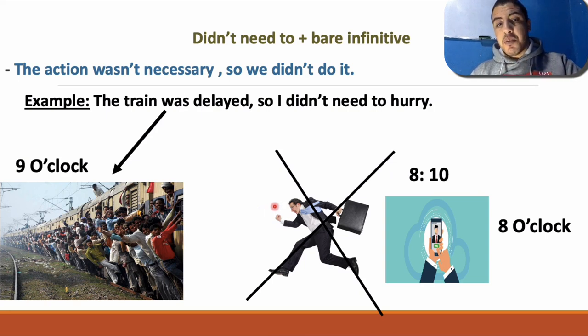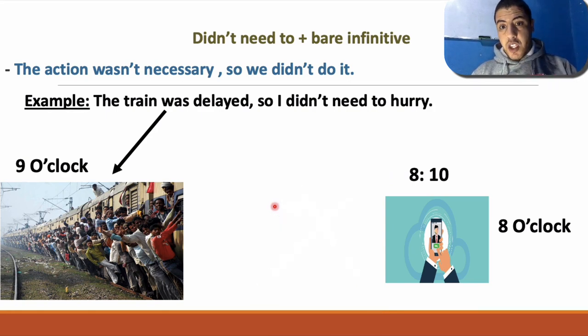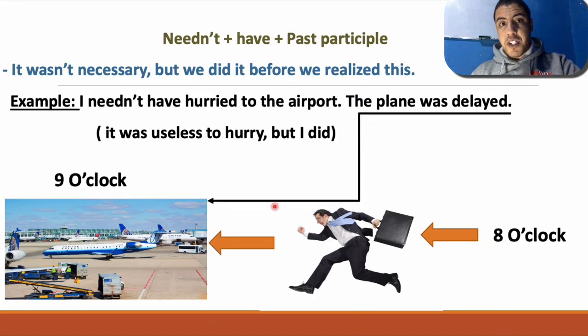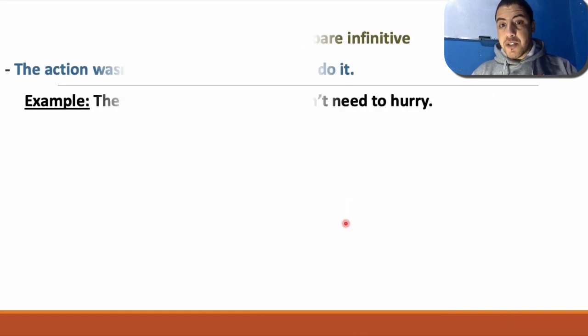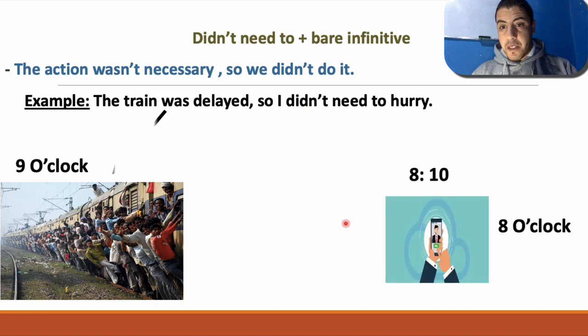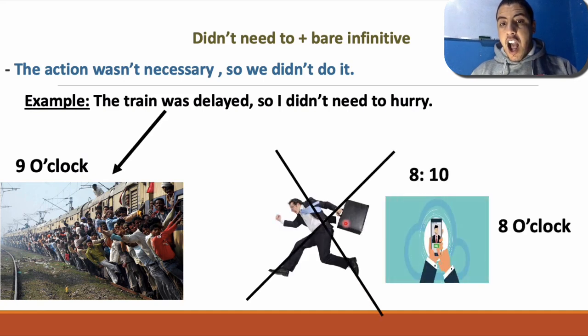So what is the difference between this example and the example that we have seen before? In the previous example, please remember, needn't have plus past participle: I hurried. I did the action. I hurried, and it was not necessary. But for this example, I didn't hurry.